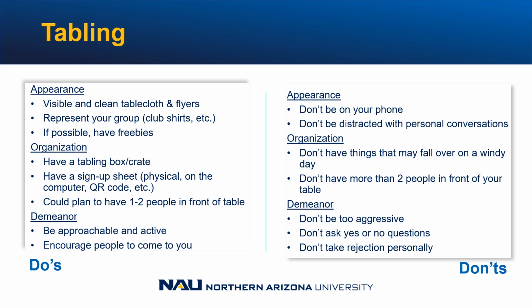So the key categories you're going to want to consider when you're tabling are appearance, organization, and demeanor. And all 3 categories have things that you should do and things that you should not do when you're tabling. Regarding appearance, your table should be clean, you should have a visible tablecloth, and you should have flyers that you can hand out. You should be representing your group with club shirts or merchandise of some sort, and if possible, you should have freebies on the table. However, you shouldn't be on your phone, and you shouldn't be distracted with personal conversations. Both of those things will encourage people to not approach your table.